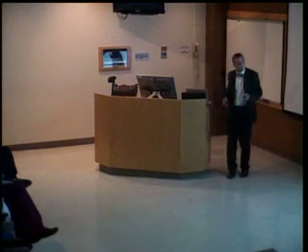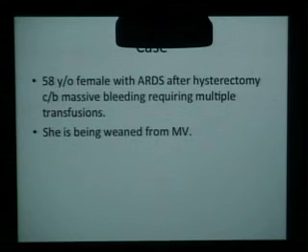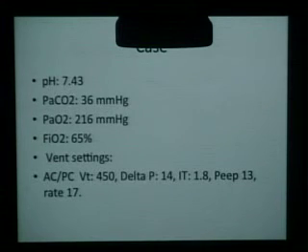We're dealing with a 58-year-old female who developed ARDS after a hysterectomy that had massive bleeding and required a lot of blood. So now she's being weaned from mechanical ventilation. So these are the blood gases: pH 7.4, PCO2 36, PO2 216, FiO2 65. The vent settings, assist control, pressure control. These are the total volumes. Again, I'm not going to concentrate here on the mechanical ventilator parameters per se. I want you to look at this.